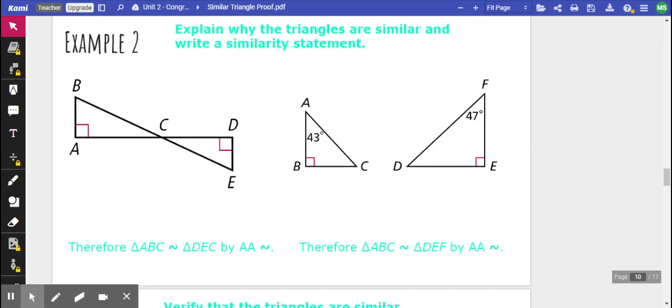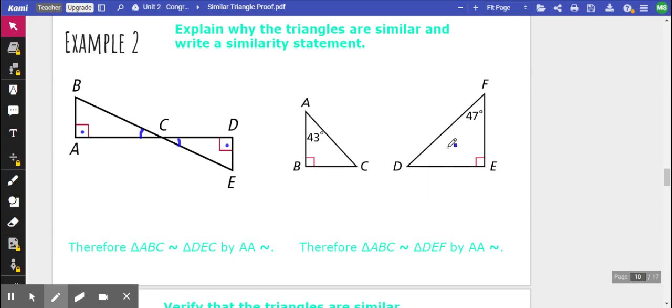Next, we have two examples of angle-angle similarity. In our first one, we know that we have 90-degree angles in both of these two triangles. But we also need to think about our vocab in that this angle and this angle are vertical angles. So that would make them also congruent. And that would mean that we have two similar triangles if we can get two angles that are congruent.